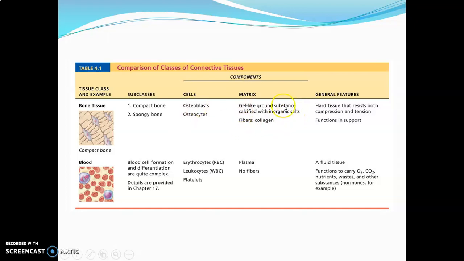Then the fiber in bone is collagen type 3. So in bone, the main function, it's a hard tissue, so it will resist compression and tension, and main function is in support. Then we have the fluid proper connective tissue like blood.